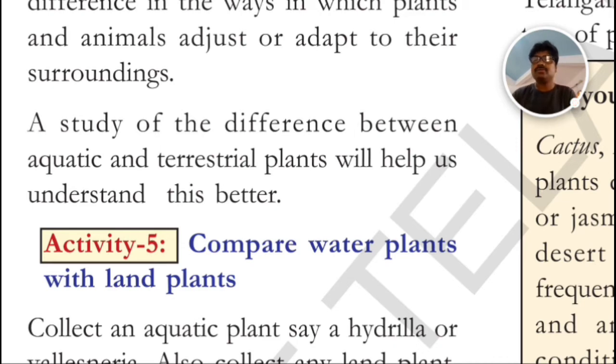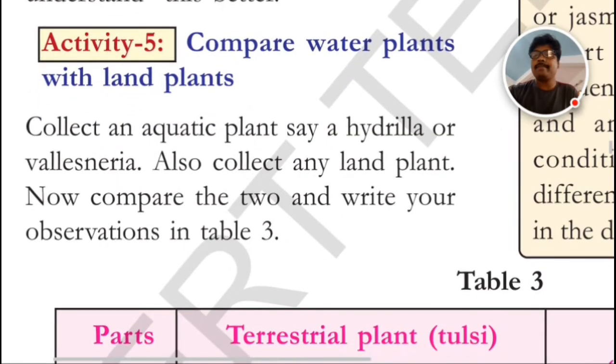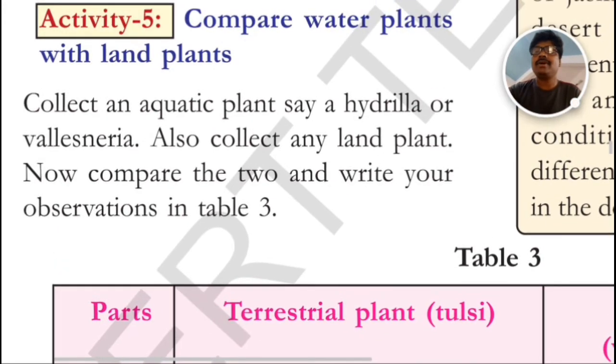Right. So, to understand this activity better, we have to compare water plants with land plants. Students, water plants and land plants that we have to understand. Here some matter is given. I'll read and explain. You please listen to me.